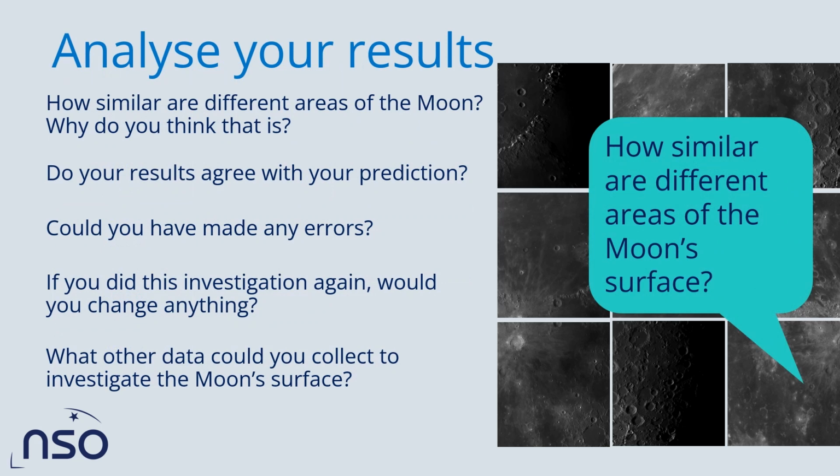Thinking about what your results tell you is a very important part of science. How similar are different areas of the Moon? Why do you think that is? Also think about how much you trust your results. Could you have made any errors? And what else could you have done or do in the future to help you answer the investigation question?